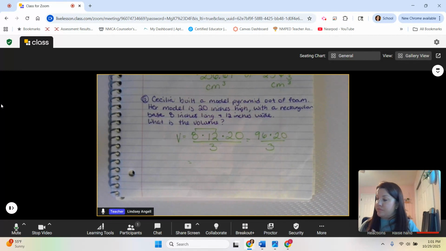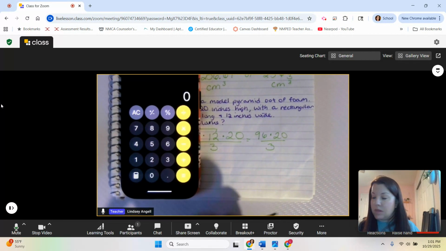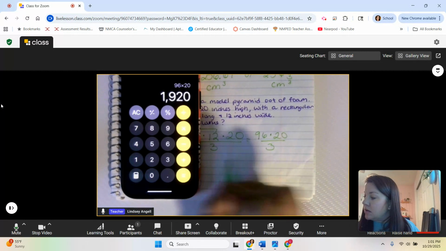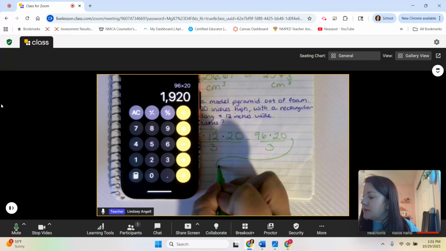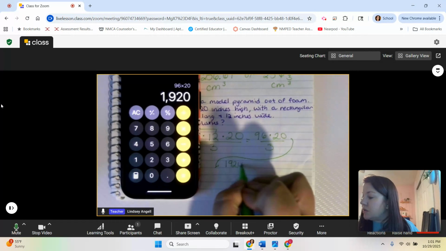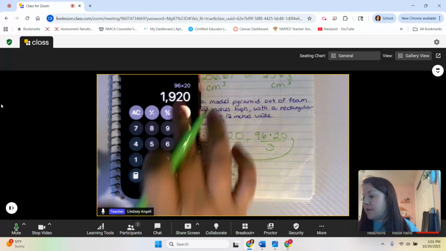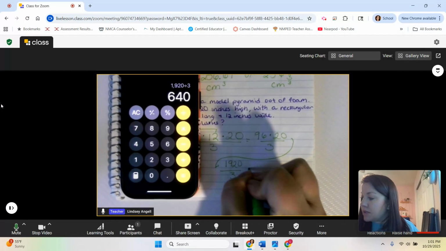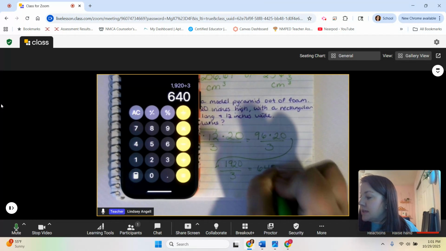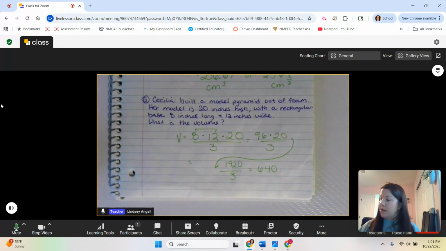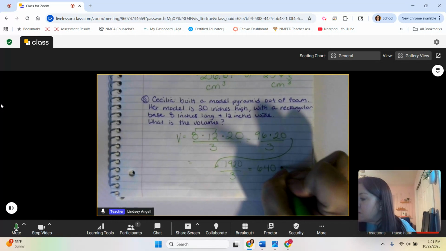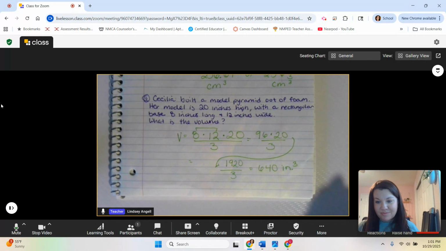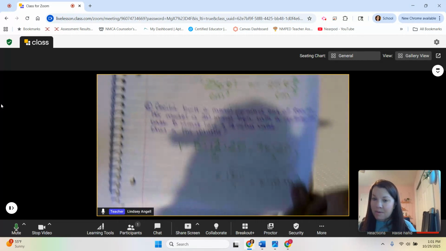So we could say 96 times 20 divided by 3. 96 times 20 equals 1,920, divided by 3. Ooh, nice pretty number, 640. So this particular pyramid would be 640 inches cubed. Okay? All right, we got one more.